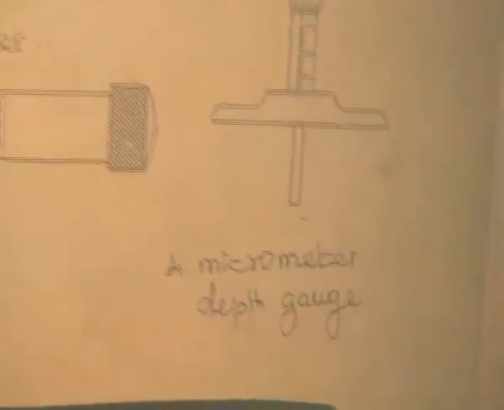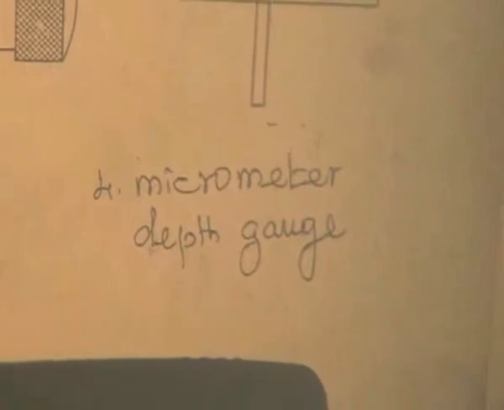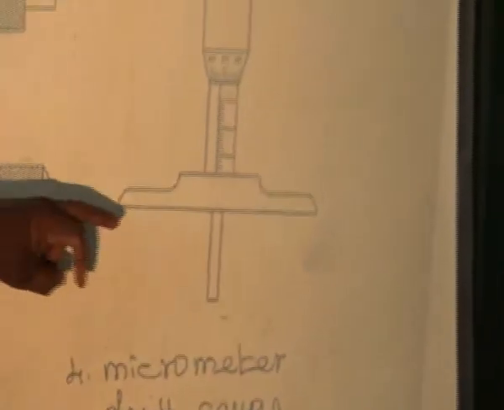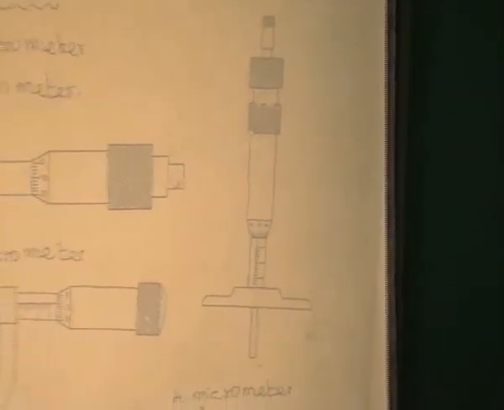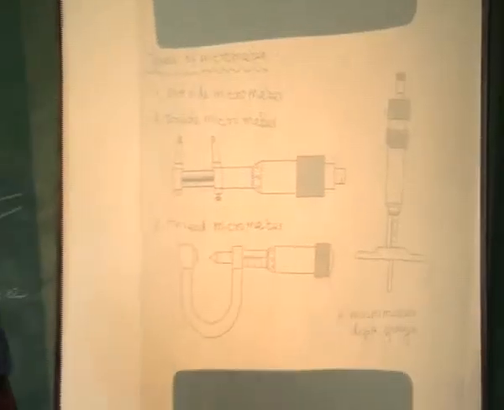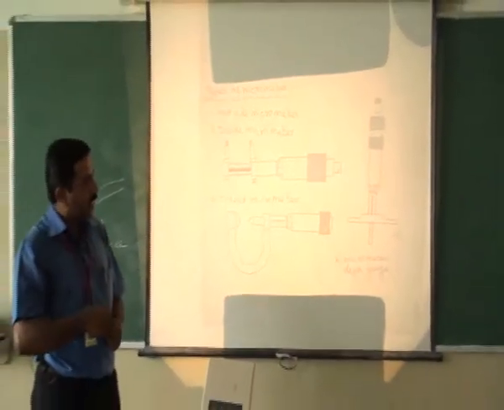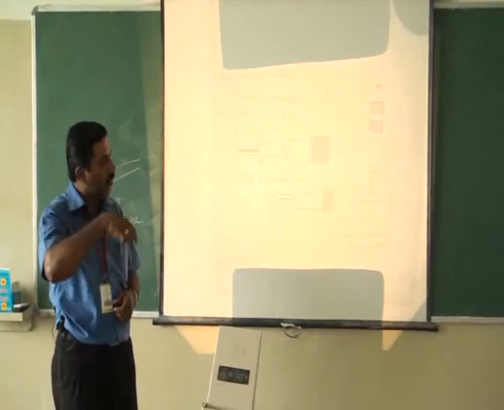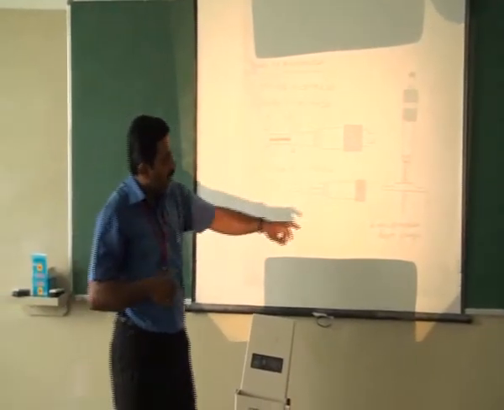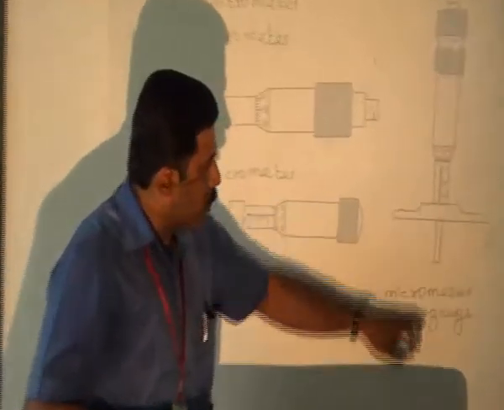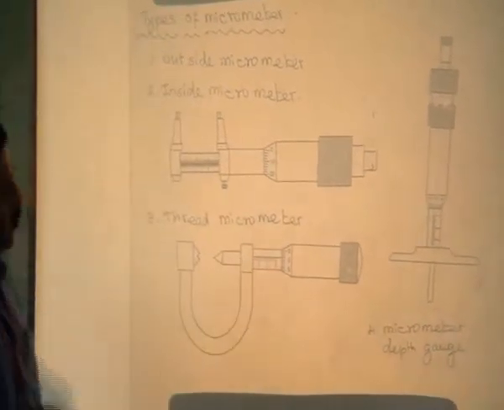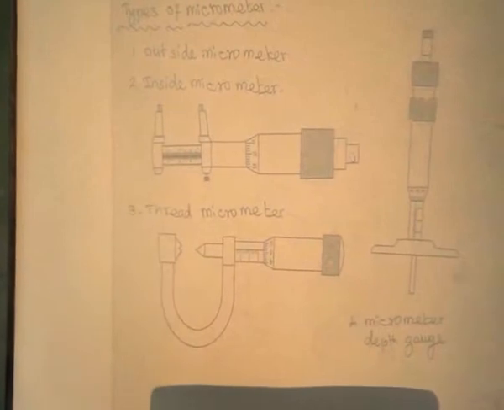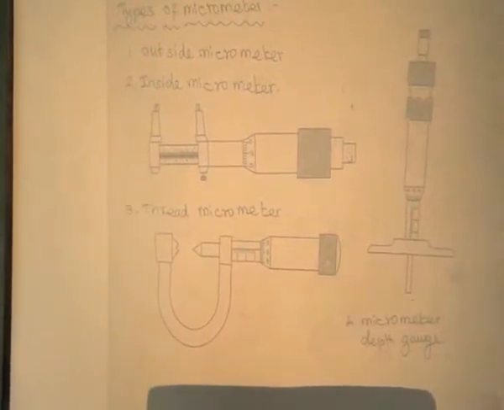And then the next one is the micrometer depth gauge. We use the micrometer depth gauge to measure the depth of the component. Previously we discussed the vernier height gauge and vernier depth gauge. The vernier depth gauge measures the depth of the component. Similarly, we measure the depth of the component by using the micrometer depth gauge. We use the micrometer depth gauge to get more accuracy on the component.